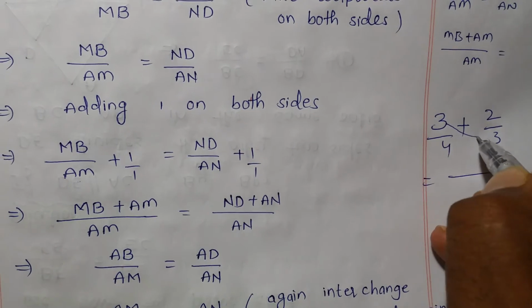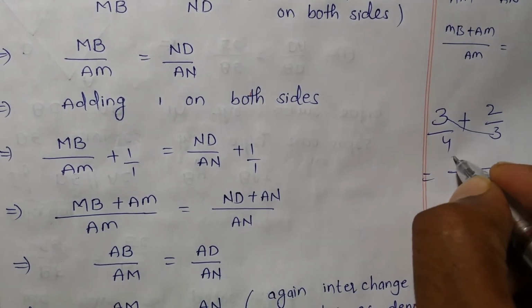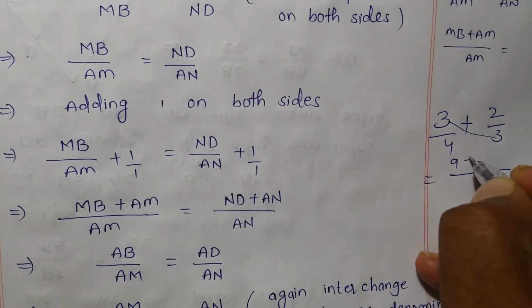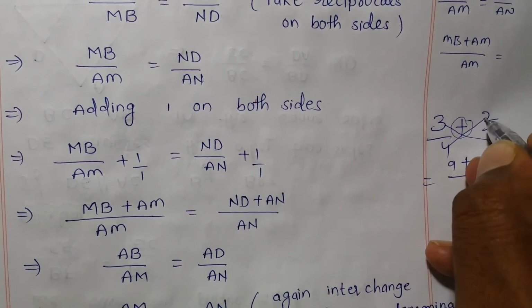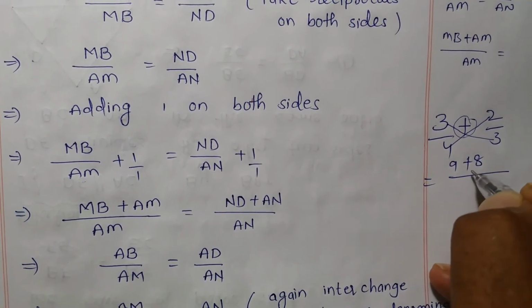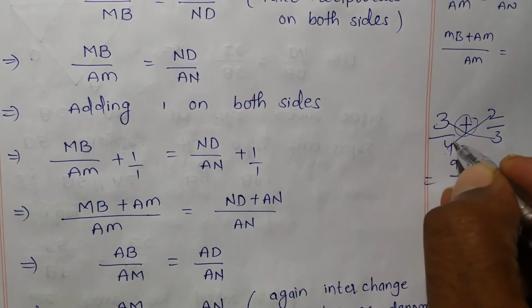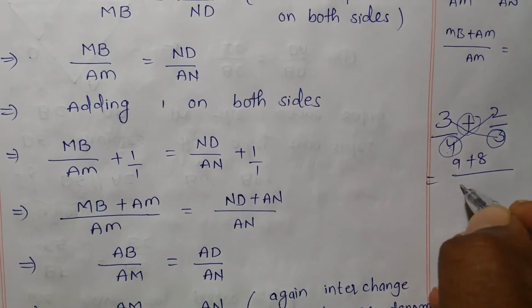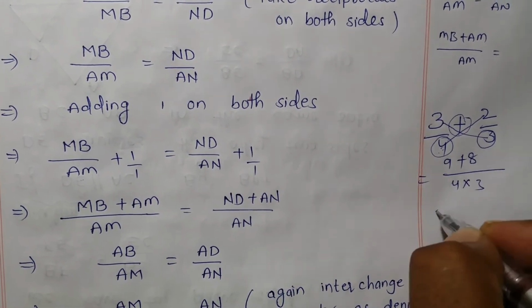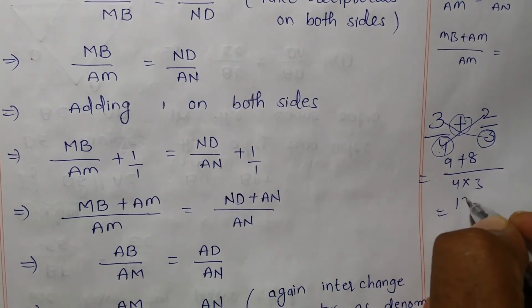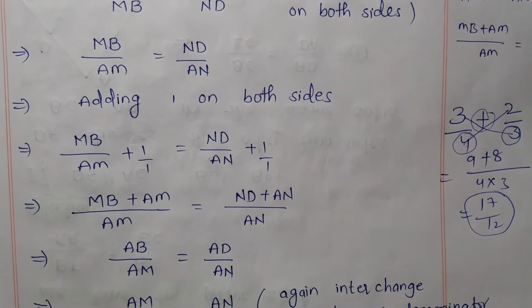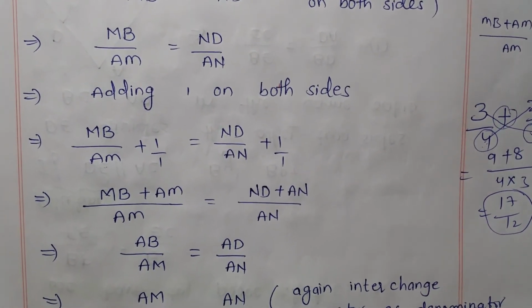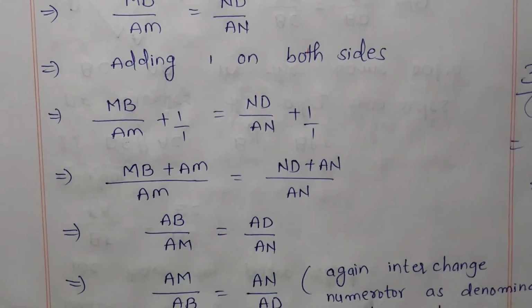Just you do cross multiplication. 3 into 3, that is 9. Plus symbol is there, keep that plus symbol in the middle. 4 into 2, 8. In the denominator, multiply both the denominators. 4 into 3. So 9 plus 8 is 17 by 12. Like that we can do addition or subtraction of two fractions without taking LCM.